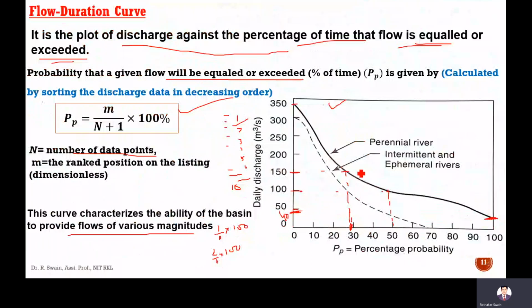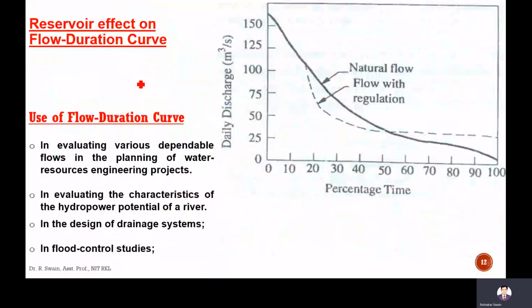It is a perennial river. In the case of an intermittent or ephemeral river, you will not get flow throughout the year. You get some flow for up to 70% of the time, and for the remaining 30% you will not get any water; the discharge is zero. So this is the plot of the perennial stream and the intermittent or ephemeral stream, their flow duration curves. Next is the reservoir effect. If there is a reservoir, then you can store some water.